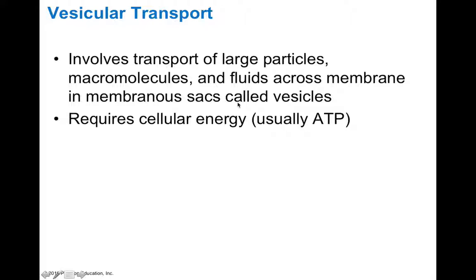And we use membranous sacs called vesicles. So basically it's kind of a lipid bilayer like the plasma membrane, and there's typically a fluid-filled center, and this is what we call a vesicle. Now the movement of these vesicles usually requires cellular energy, and that's typically ATP.